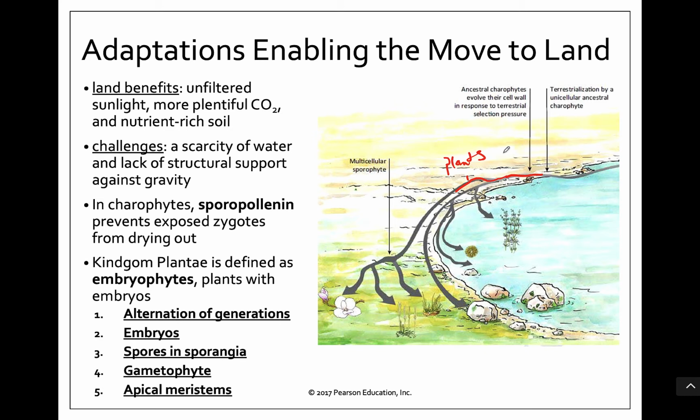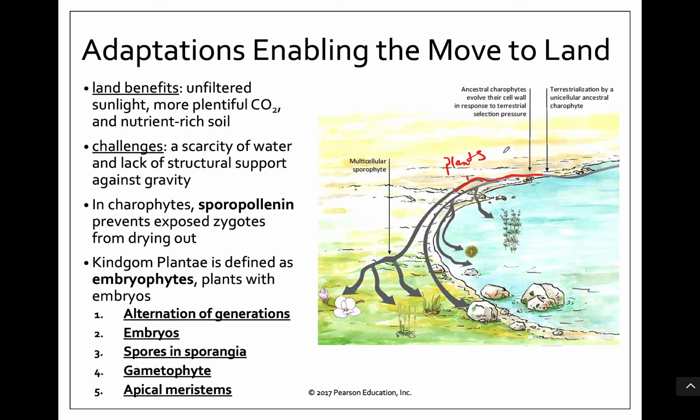The emergence from the water onto land provides a lot of benefits for an organism that uses photosynthesis. So water filters out sunlight, so being on land means that the plant can get unfiltered sunlight. There's CO2 everywhere in the air, and the soil is very full of nutrients.